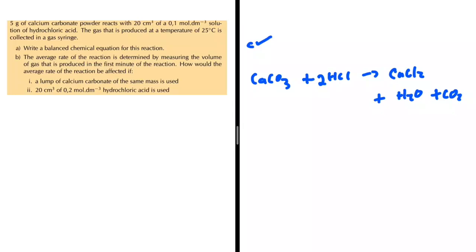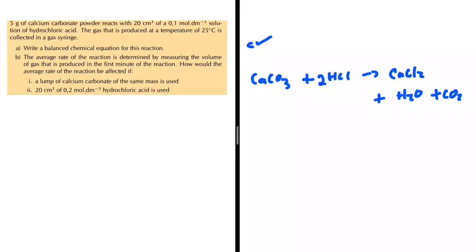And then B says that the average rate of the reaction is determined by measuring the volume of gas that is produced in the first minute of the reaction. How will the average rate of the reaction be affected if, Roman figure 1, a lump of calcium carbonate of the same mass is used? So in our experiment, we used powder. They're asking what happens to the average rate if a lump of calcium carbonate is used. Obviously, the rate of reaction should go down. It should be lower as we are using a lump with less surface area.